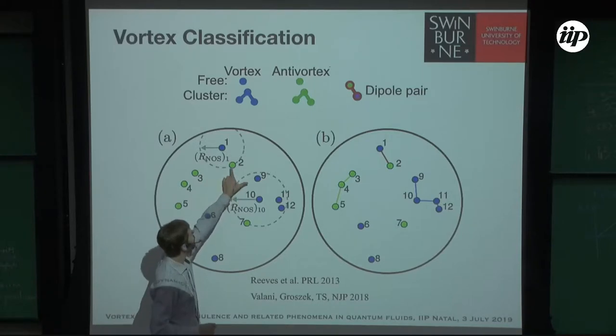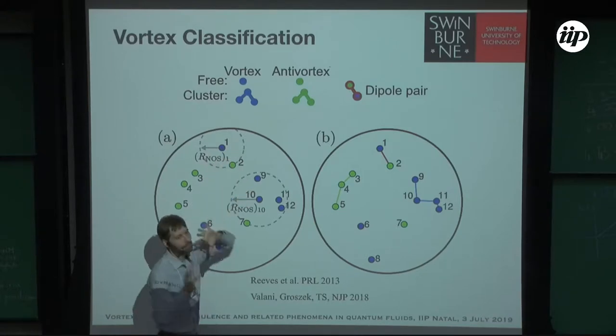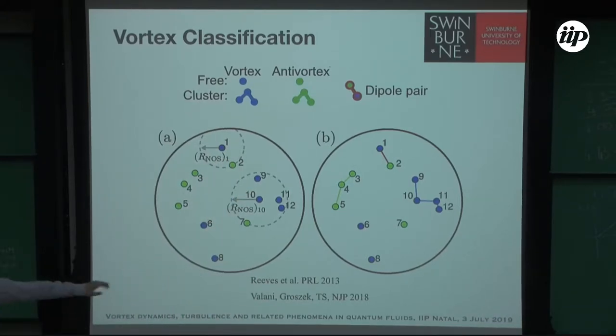Two and nine are not a dipole because if you ask number two, who is your nearest neighbor? It's number one. If you ask one, who is your nearest neighbor? It's two. They agree that they are a dipole. It's mutual nearest neighbors. Yep. So details can be found in those two papers.